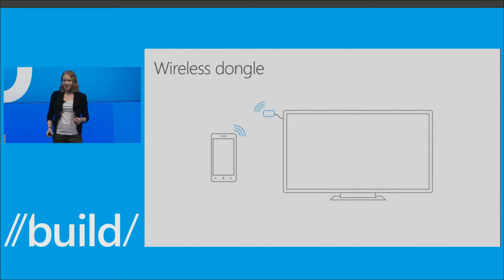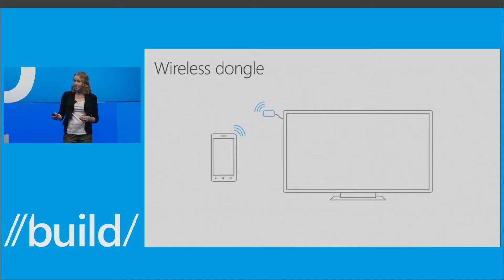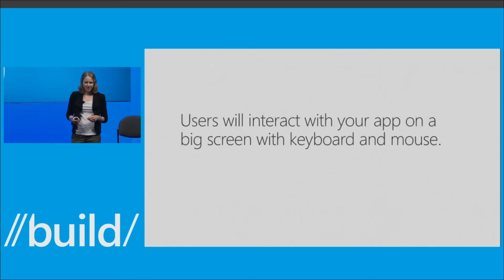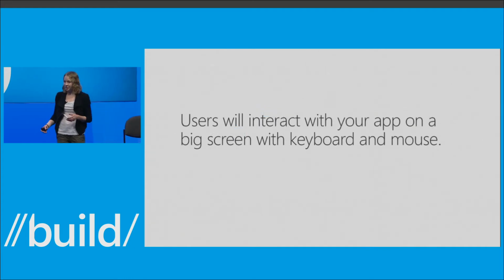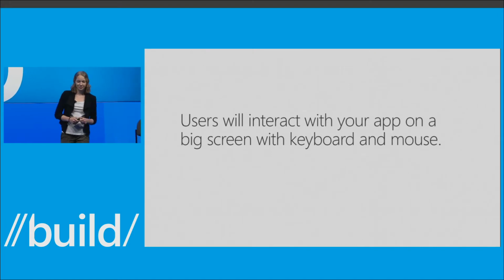The big benefit of this is flexibility. You can take your phone and power any screen on the go and navigate it with our application. So I think the most important thing for you as a developer to remember is that users will interact with your Windows apps on big screens with a keyboard and mouse powered by a phone.